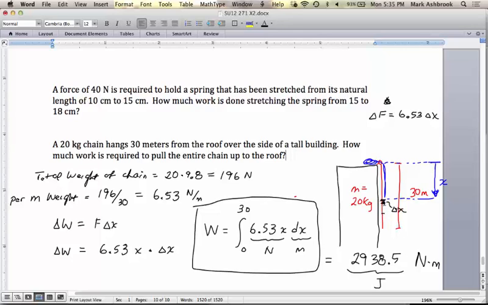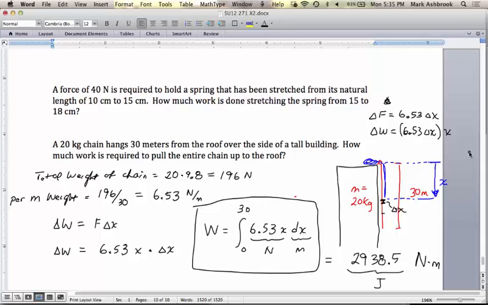Now, how far do I have to move that little bit of chain to get it to the top of the roof? x. So I'm going to take that little bit of weight, 6.53 delta x, so force, and I'm going to move it x times x. It's an alternate way of thinking about this.